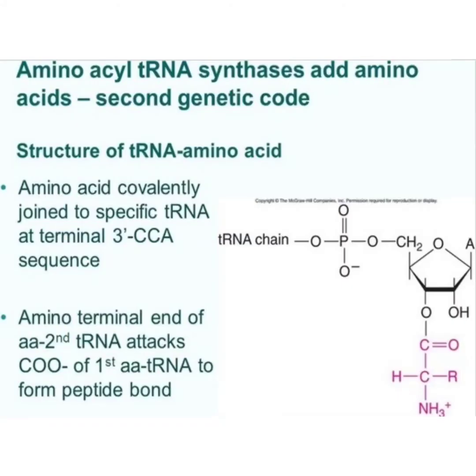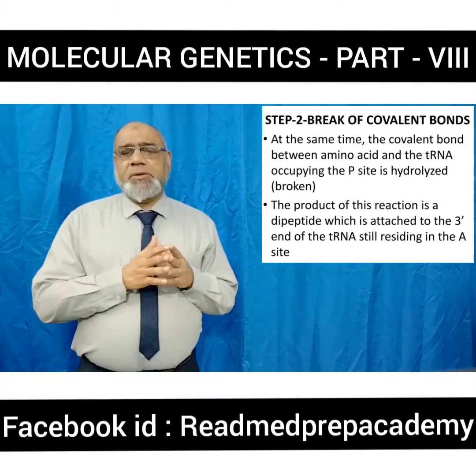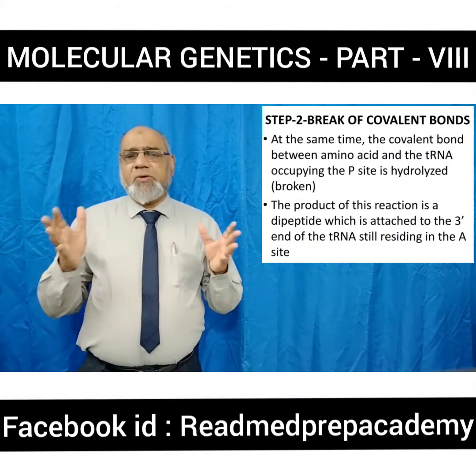How is this peptide bond formed? Aminoacyl transfer RNA synthetases add amino acids according to the second genetic code. Amino acids covalently join to specific transfer RNA at the terminal CCA sequence. The amino terminal end of the amino acid on the second transfer RNA attacks the COO of the first amino acid transfer RNA to form a peptide bond. In step 2, breaking of the covalent bonds occurs.